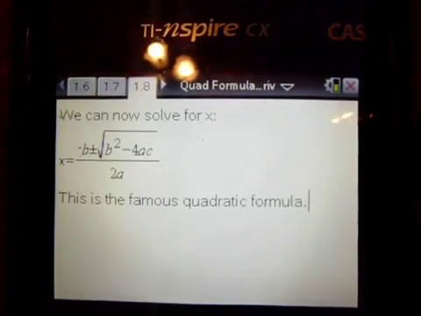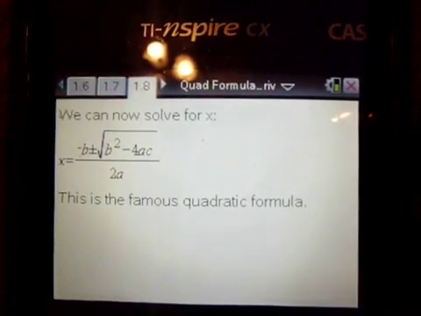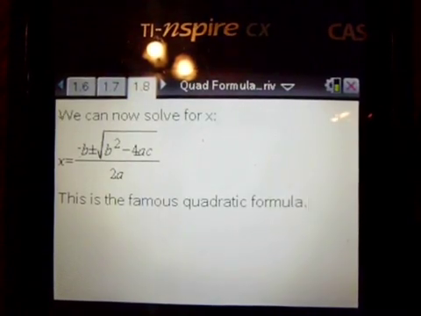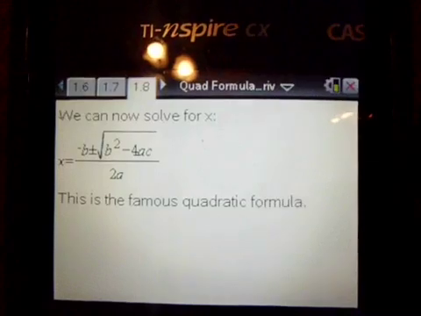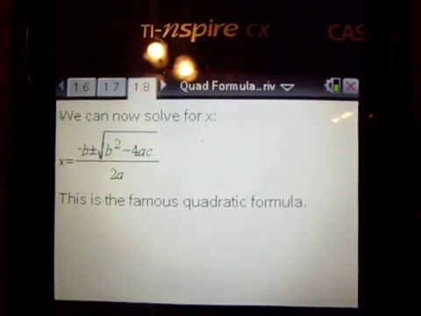We can now solve for x, and x is equal to negative b plus or minus the square root of b squared minus 4ac, all over 2 times a. And this is the famous quadratic formula.